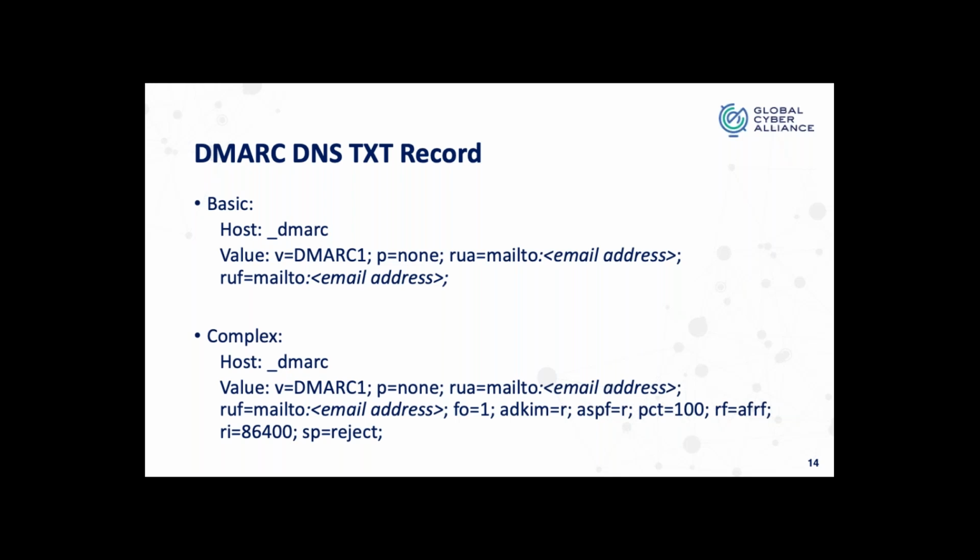Because if you don't have subdomains, you can put in SP equals reject. But if you do have subdomains used for email, you should maybe consider putting in SP equals none for your own sake, so that if you go to P equals reject, you're still safe with that SP equals none tag in there.